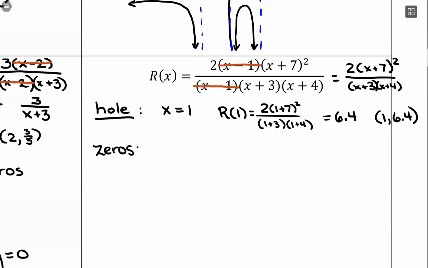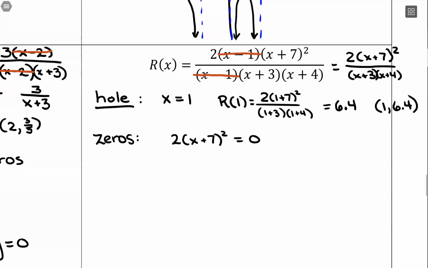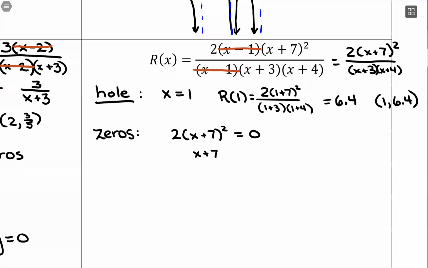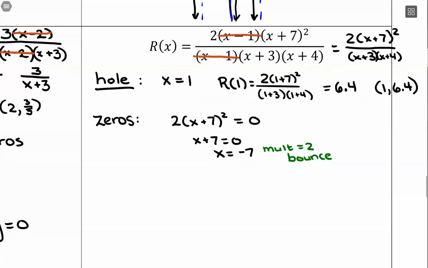For the zeros of the graph, we're going to set the numerator equal to 0. So with this, we'll just have that x plus 7 equals 0. So x equals -7. And I'm just going to make a little note about the multiplicity there. This has a multiplicity of 2 with that square coming up. And remember, with our graphs, this is true of our rational function along with our polynomial. That means at that point, we're going to see a bounce. So it's kind of going to look like a parabola zoomed in at that point there.